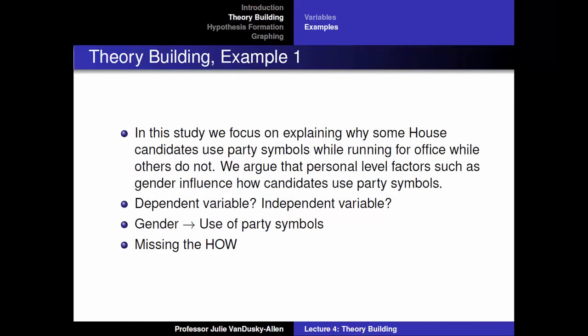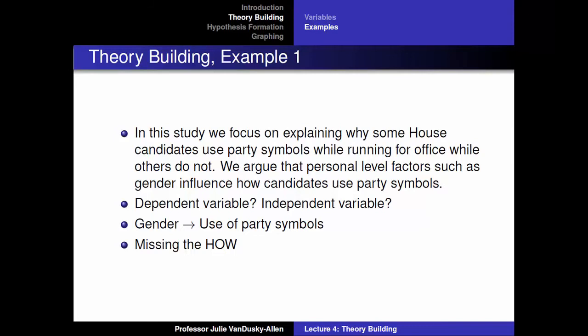Here is an example of a model. In this study, we focus on explaining why some House candidates use party symbols while running for office, while others do not. We argue that personal level factors such as gender influence how candidates use party symbols. What is the dependent variable? Use of party symbols while running for office is the dependent variable, as it is the outcome of interest the authors are trying to explain. What is the independent variable? Gender is, as gender affects the use of party symbols in House elections.